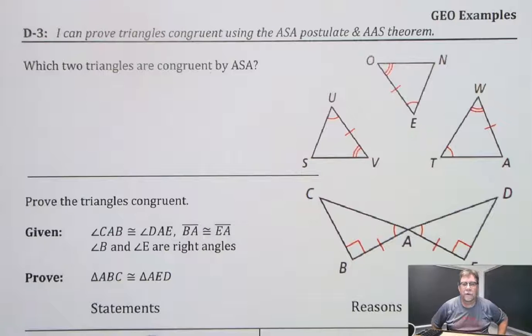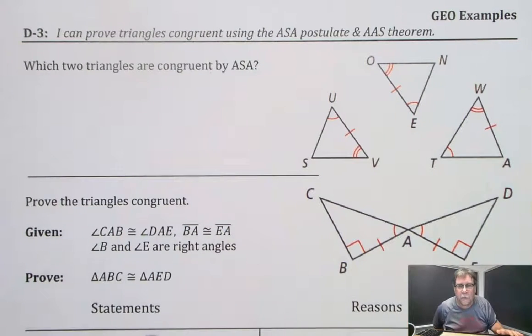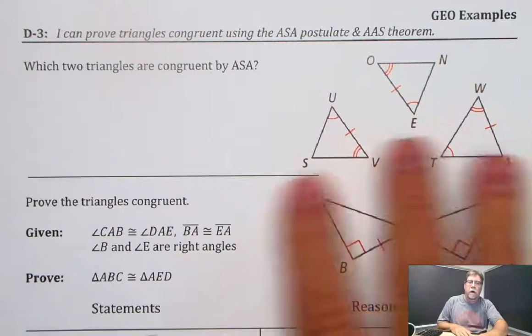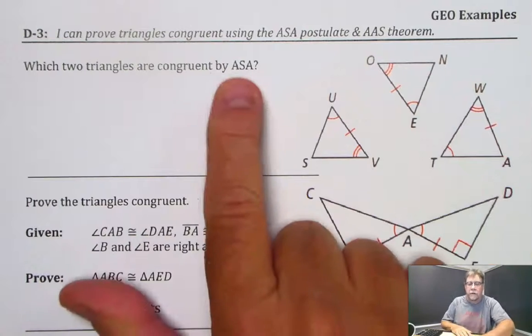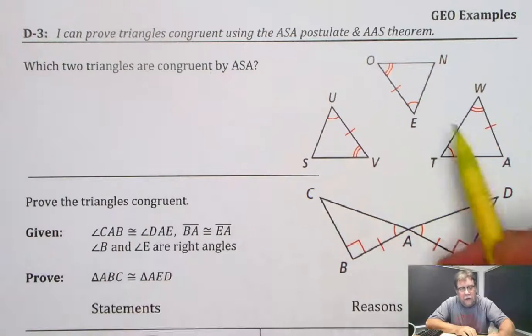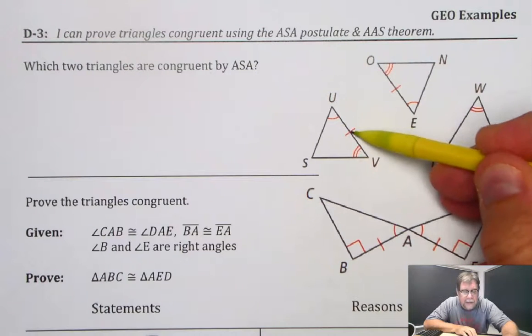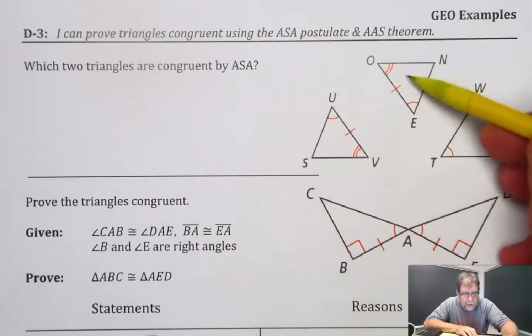So let's take a look at a couple of examples here that involve the ASA postulate and the AAS theorem. So which two triangles here are congruent by angle, side, angle? Remember, the side is between the angles. So if we look here, you'll see that this triangle has an angle, a side, and an angle, and that side is in between. The same with these.